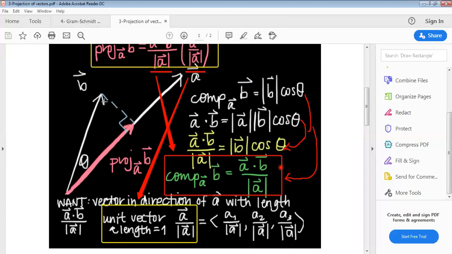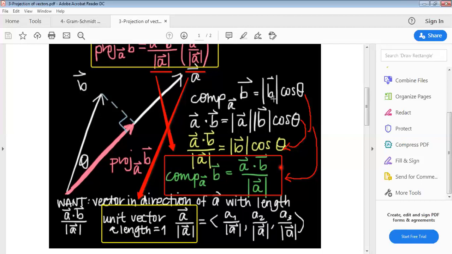Now here you can see one right triangle is there, right? So what is cos theta? Cos theta is equal to adjacent side by hypotenuse. So adjacent side is nothing but this component of b bar on a bar, so cos theta is equal to component of b bar on a bar by hypotenuse. What is the length of this vector? Length of this vector is nothing but the magnitude of b bar.